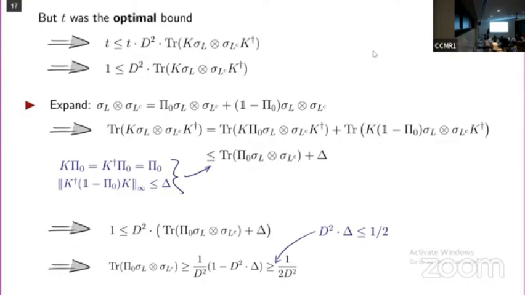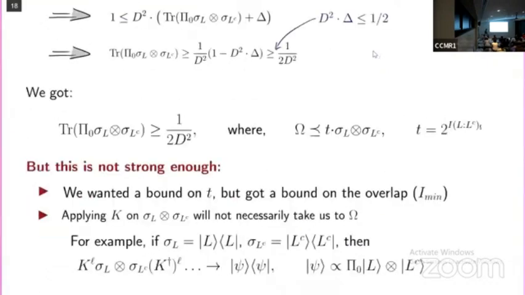Now using the fact that d squared times delta is smaller than 1/2, after some simple algebra, we finally get that the overlap of this product state with the ground state projector is bounded by some constant that depends on d. So this is already a nice thing. It tells you that there is a product state that has a non-trivial overlap with the ground space projector, but it's not sufficient.